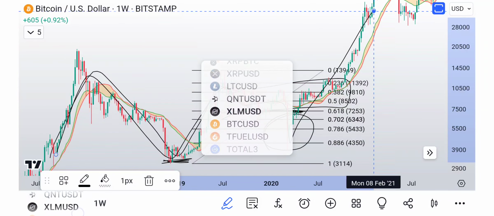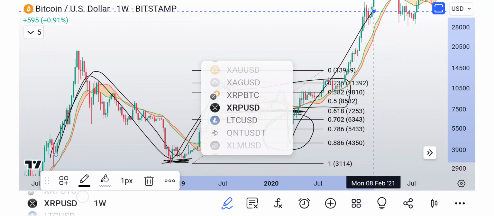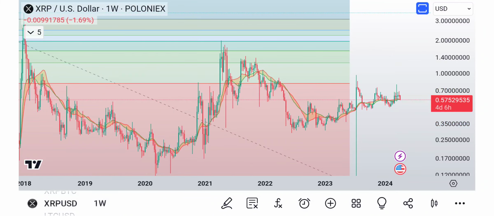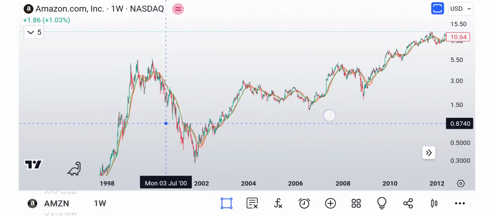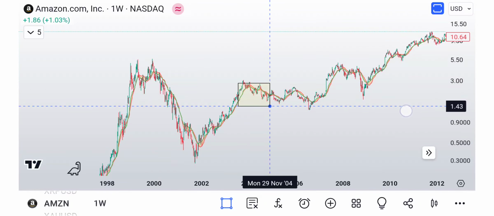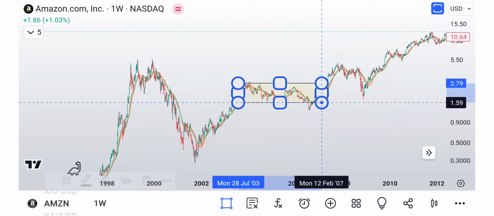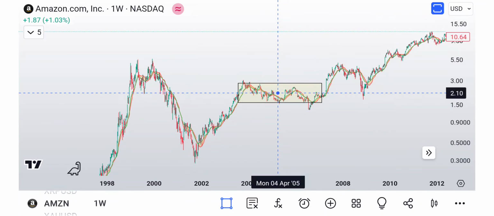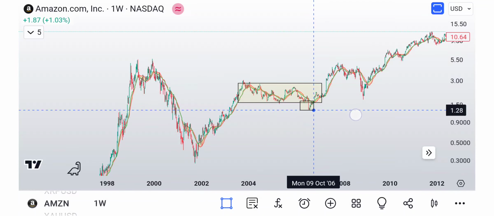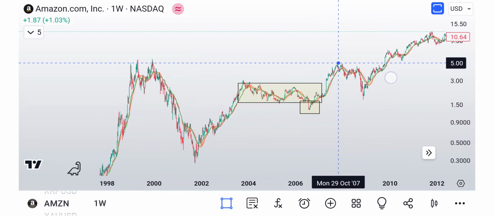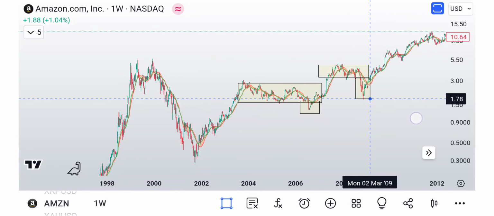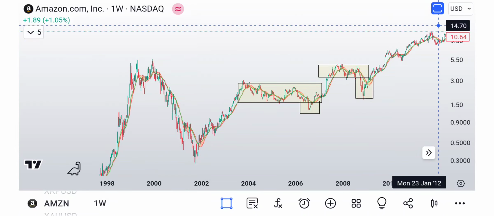So let's go back to XRP. And let's talk about that. But first, you can see the same thing that happened with Amazon. We had a rise, crash, retrace, reaccumulation. And then look at this. Right here, we had this liquidity grab. We came up, we built another base. And look at this. We had another liquidity grab before going on.